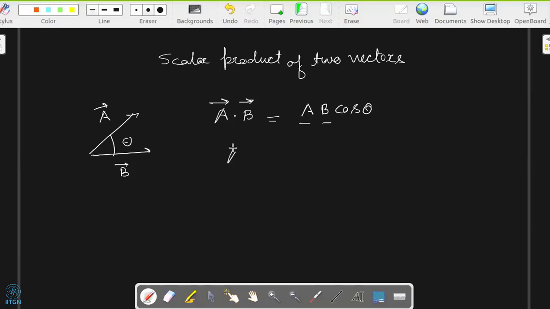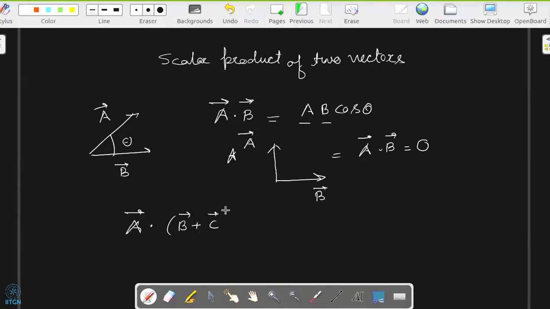If the two vectors are perpendicular to each other, then you will have A dot B equal to 0. If they are in one line, then it is simply AB, and so on. Here we can also have a relation that A dot (B plus C) you can write as A dot B plus A dot C. So this is the distributive law; it follows the distributive law.